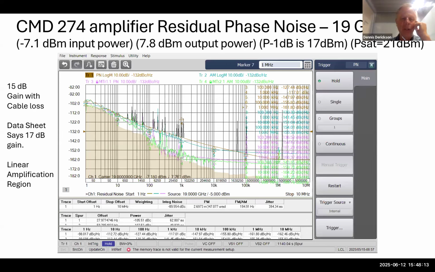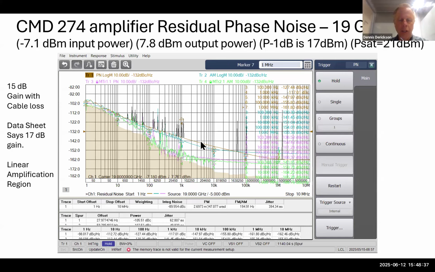And here's an example of measurement where we have linear performance. This is where we have a relatively small input power and only producing 7.7 dBm output power. So this is definitely in the linear region. It's not being gain saturated. And so here again, I show the noise floor with the through line right here.